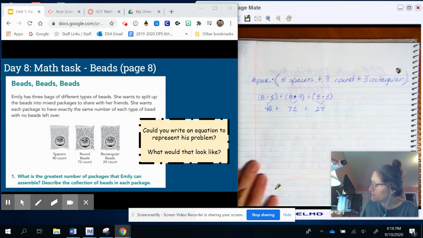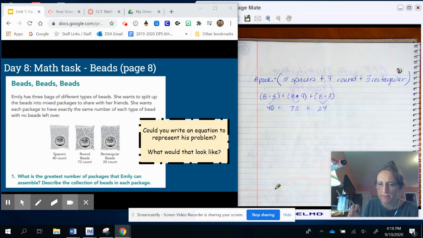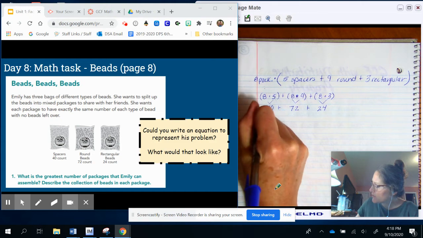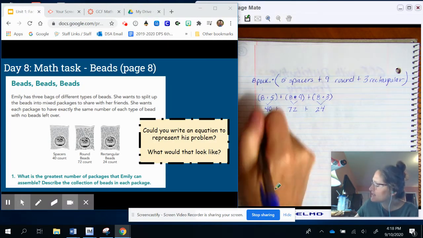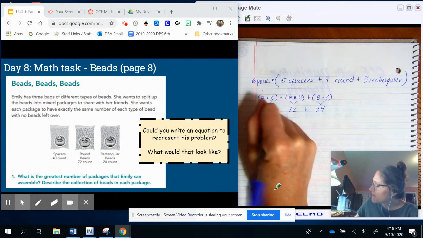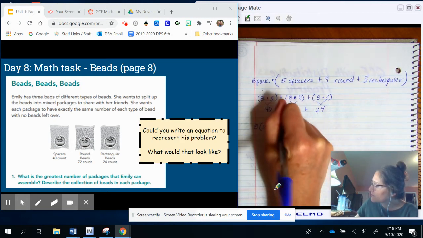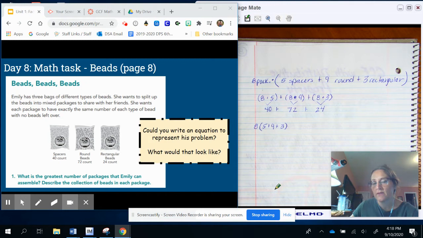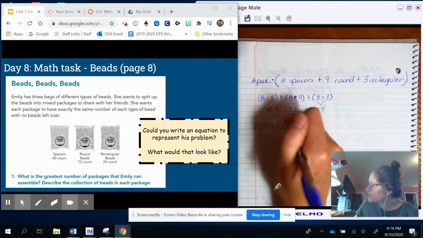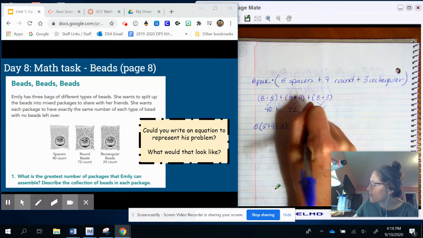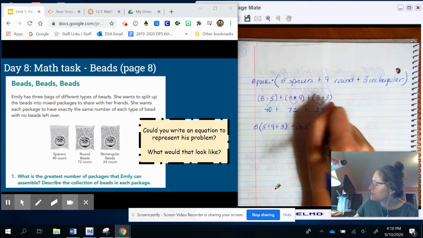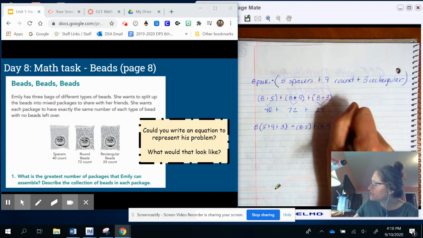Well, I'm going to show you something neat. I'm going to take the words out of here. I'm just going to do numbers and symbols right now. When you press parentheses right up next to a number, it means to multiply. So you're going to see me do that right now. 8 times (5 plus 9 plus 3). Eight has to multiply by everything inside those parentheses. Next, that is the same value as 8 times 5 plus 8 times 9 plus 8 times 3.